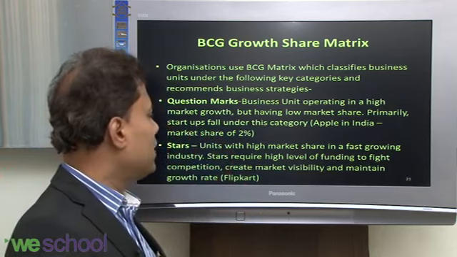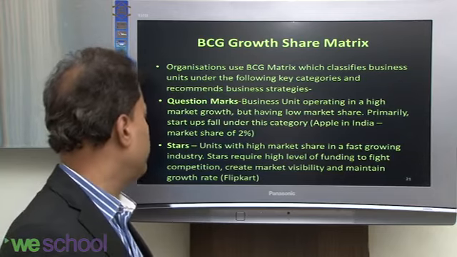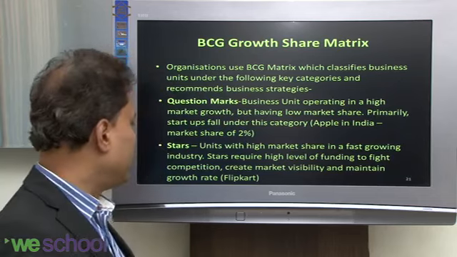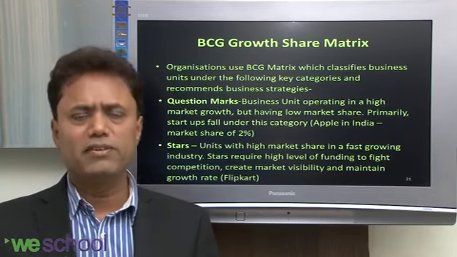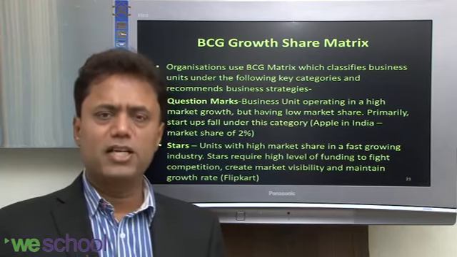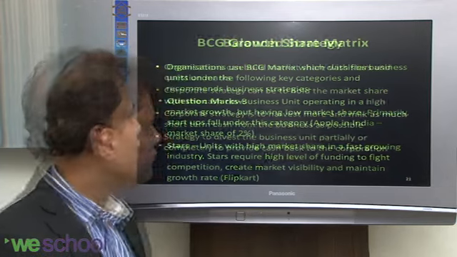Stars, units with high market share with a fast growing industry. Stars require a high level of funding to fight competition, create market visibility, create innovation, maintain growth rate. For example, Flipkart. I gave an example of Flipkart, which is a fast growing company, which is a high market share company, which is receiving a lot of investment also.